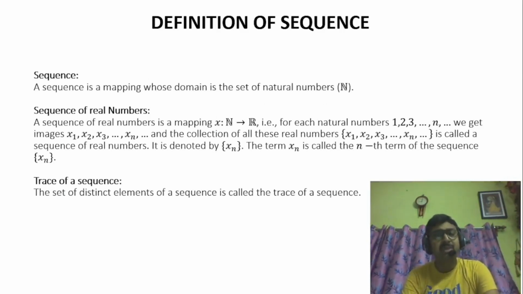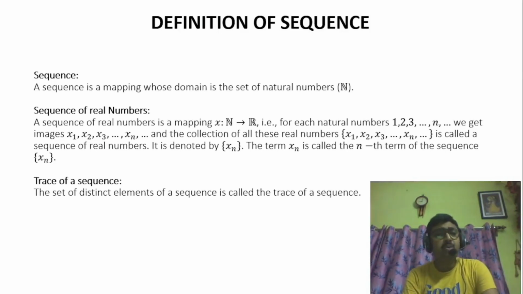Now in case of sequence, what is a sequence? In simple words, a sequence is a mapping whose domain is the natural numbers. That is, in case of sequence, the domain is always fixed to N. But what about the codomain? The codomain is not fixed. It depends on the nature of the sequence. If we are considering a sequence of real numbers, then the codomain will be R, the set of real numbers. If we are considering a sequence of complex numbers, then the codomain will be C, the set of complex numbers, like that. Clear?